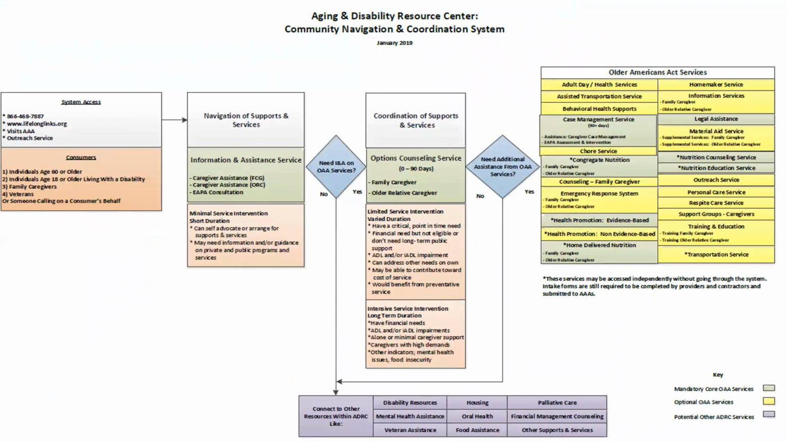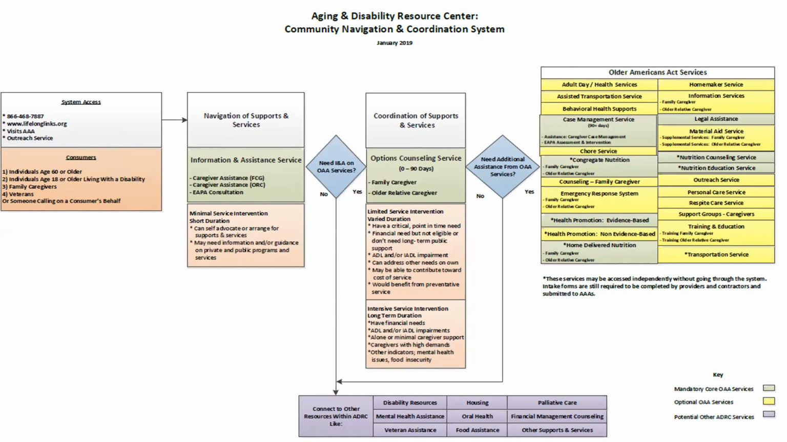The slide that's before you is an updated version of the Aging and Disability Resource Center system. This is updated from the state fiscal year 19 reporting manual. And as you will notice, on the left-hand side, it talks about the system access, how to access the ADRC system. It also talks about the different consumer groups that we serve.